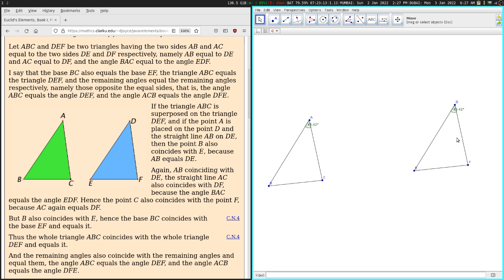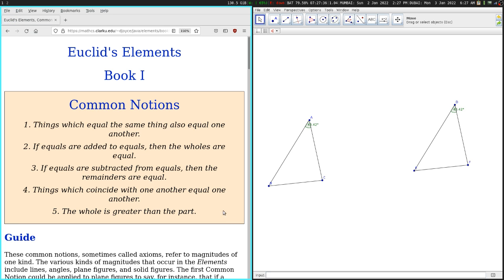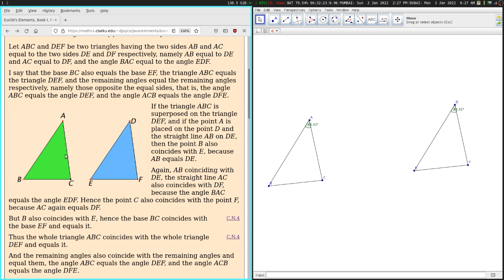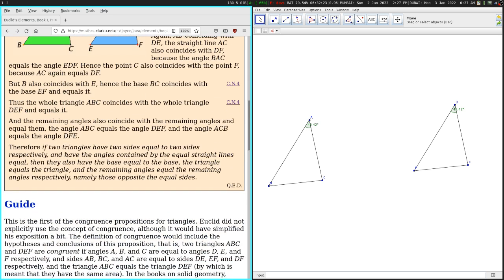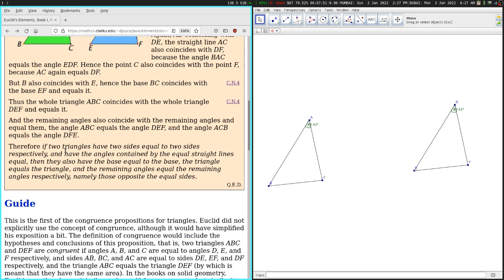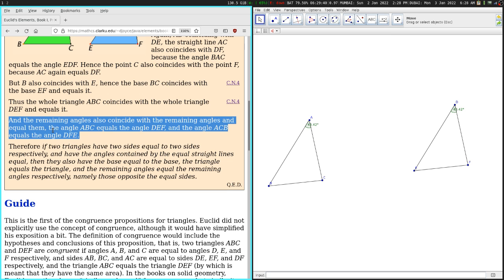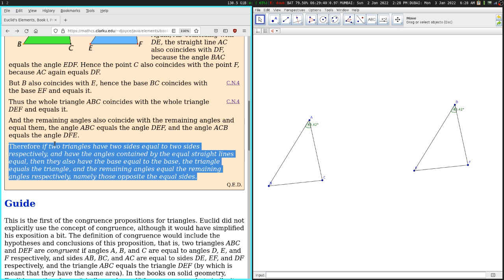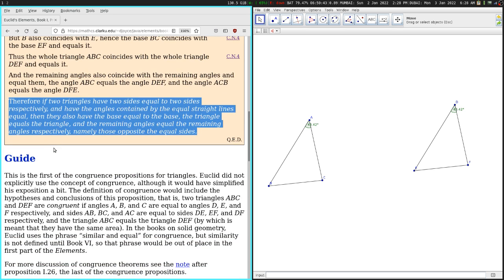I don't think he's defined what it means for two triangles to be equal. So, common notion 4: things which coincide with one another equal one another. That's the common notion 4, I guess. Therefore, I got lost. Right. And the remaining angles equal just because they do. Therefore, if two triangles have two sides equal to two sides, right. Therefore, assuming side angle side, then the whole triangles are congruent. That's what he's saying.